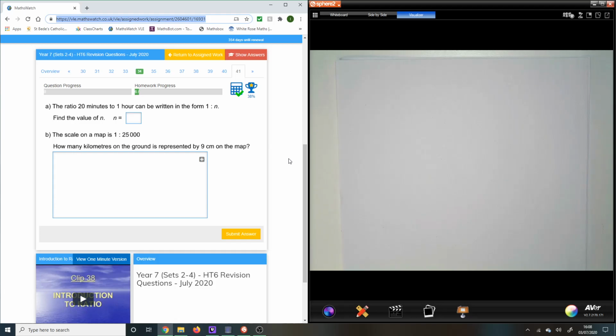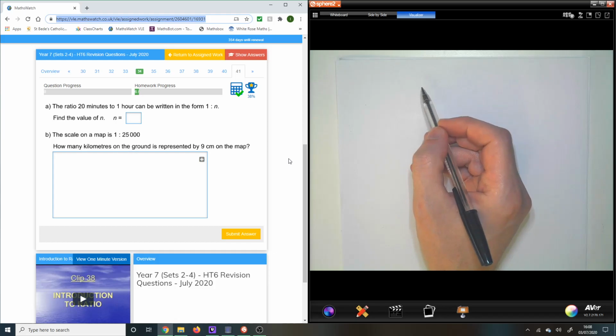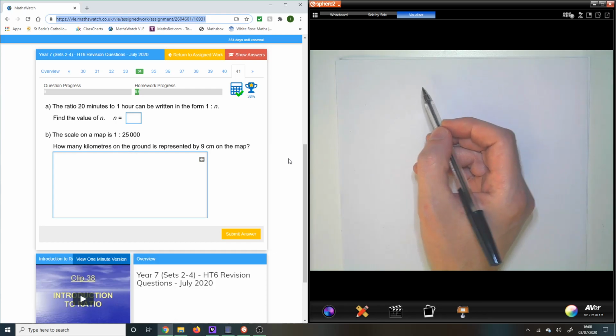Okay, question 41 is a kind of ratio scale question. So the ratio of 20 minutes to 1 hour can be written in the form of 1 to n. Find out what n is. So the problem with that question to start with is we've got minutes and hours, which are two different units, so we need to be working with the same unit. And it's going to be easier to convert the hours to minutes, otherwise we're going to end up with decimals and it's going to get a bit nasty.